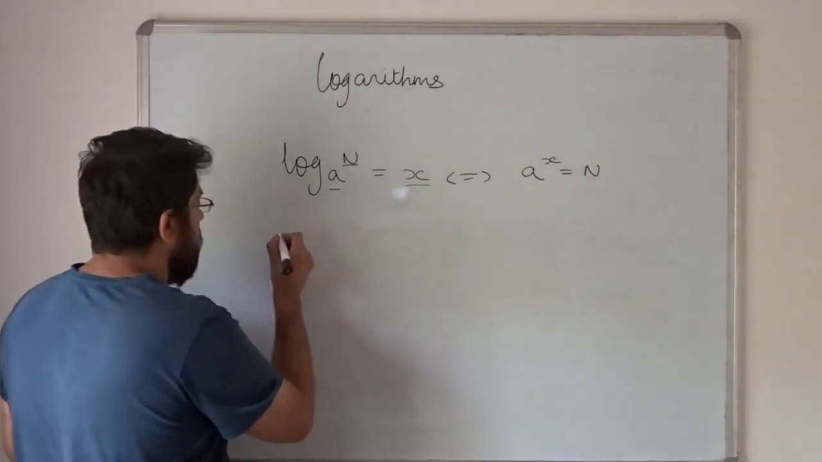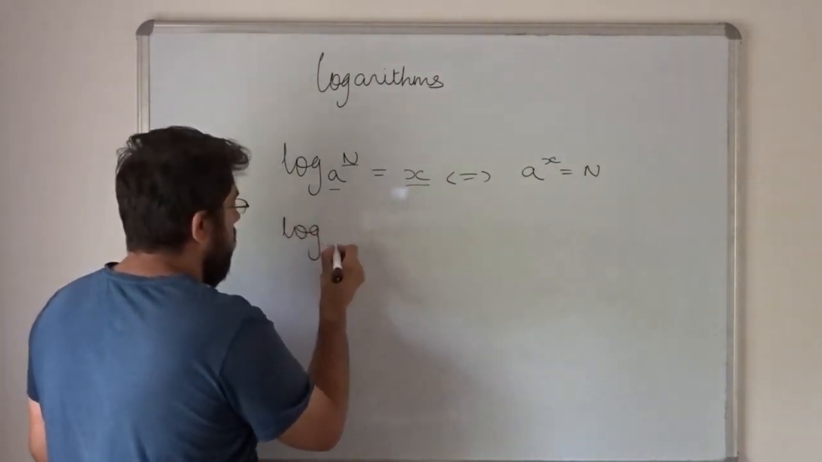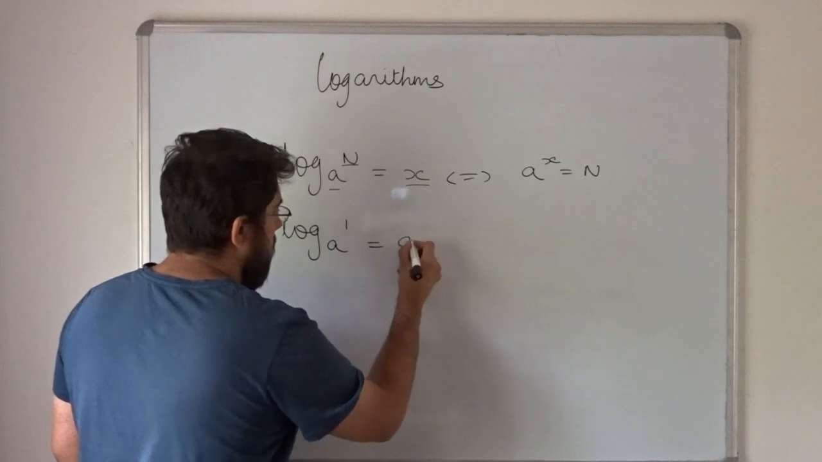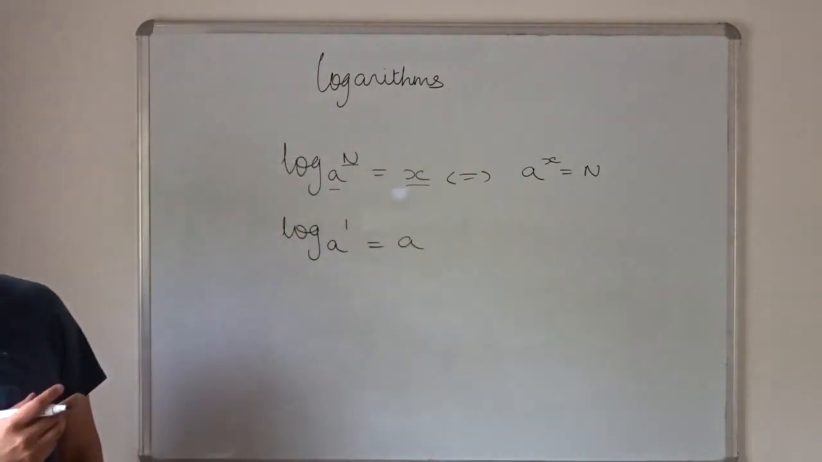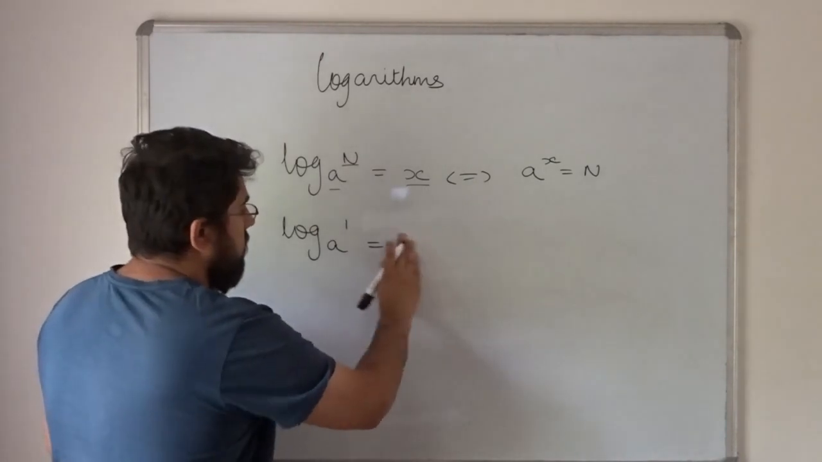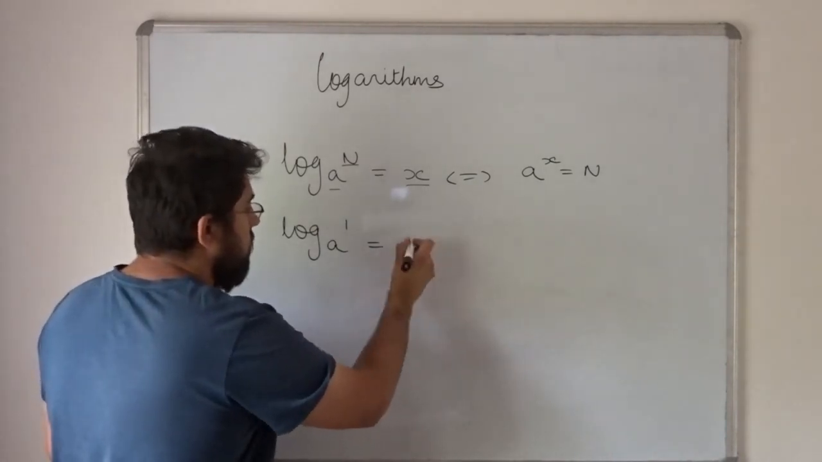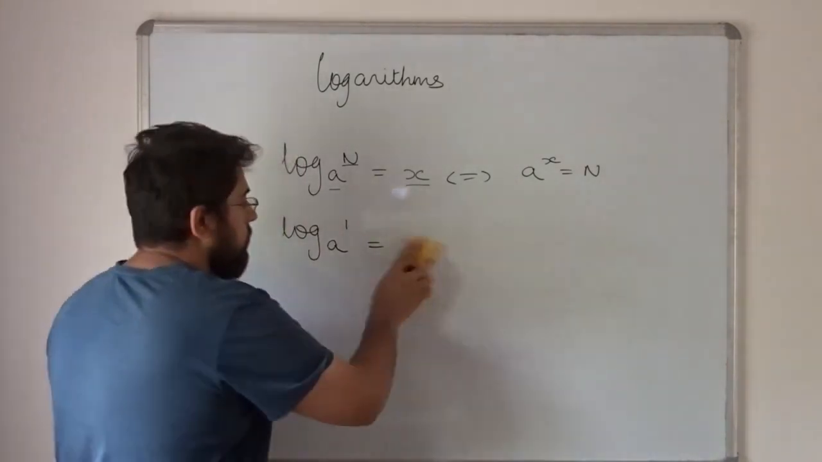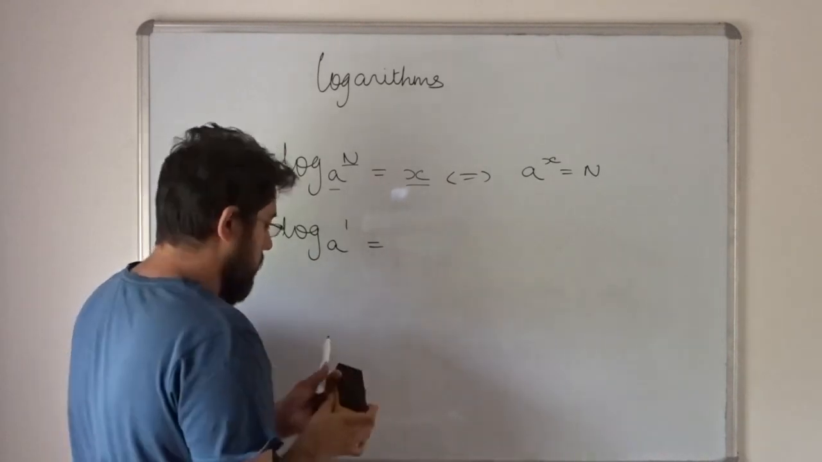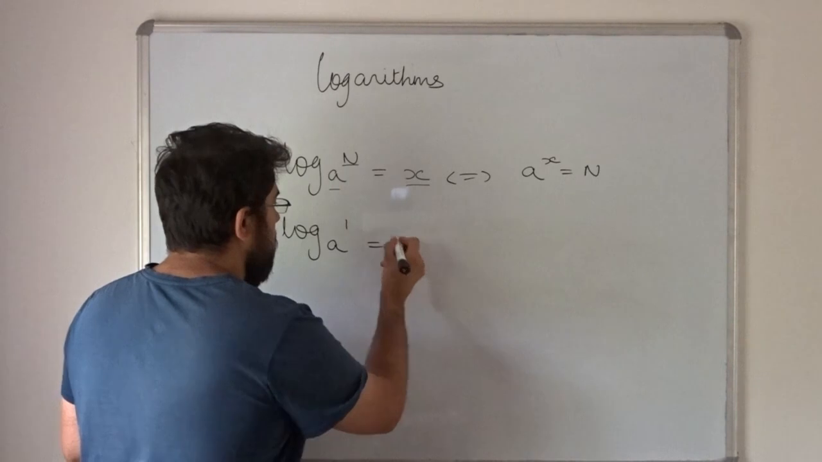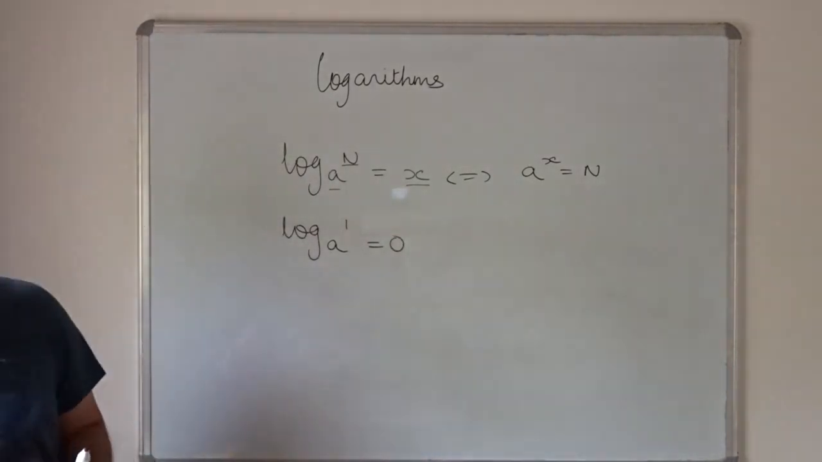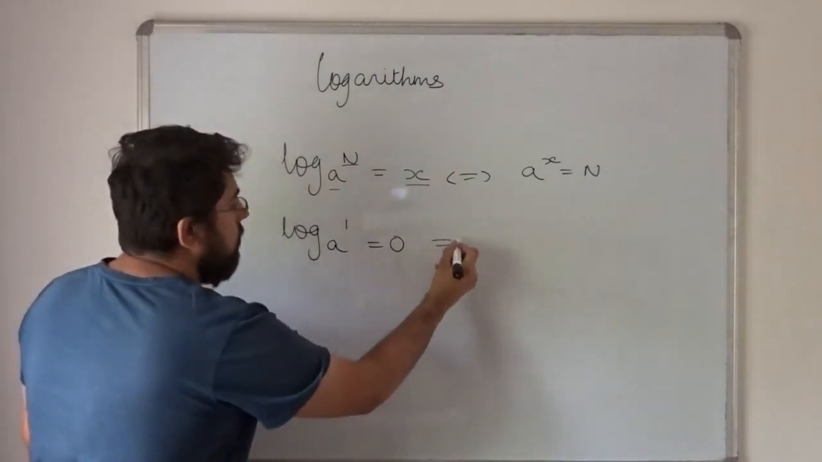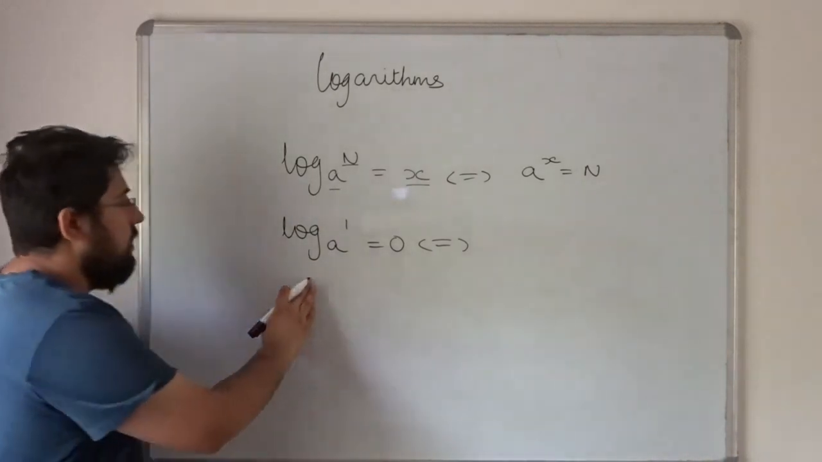So the first one is this. Okay, log base a to the power 1 equals a. Okay? This is the first rule. Okay, no, sorry. Sorry guys. It does not equal a, it equals 0. Okay? This is the first rule. I don't know how I got that mixed up. So it equals 0, okay? This is the first rule that you have to remember.